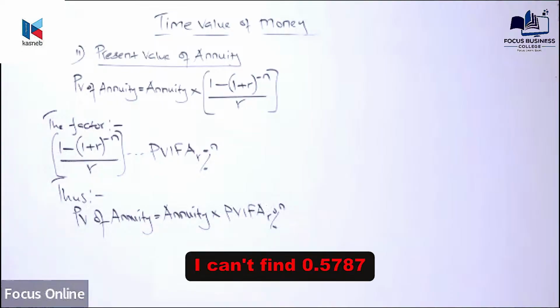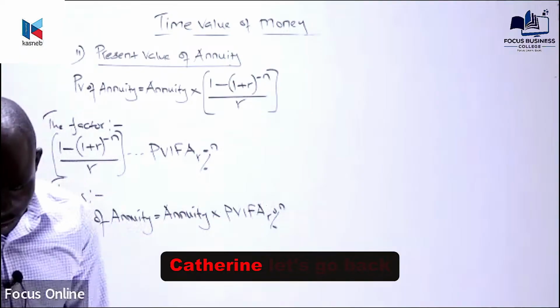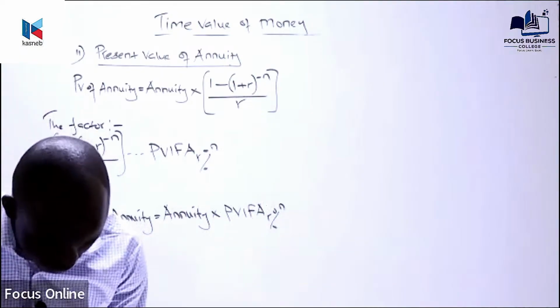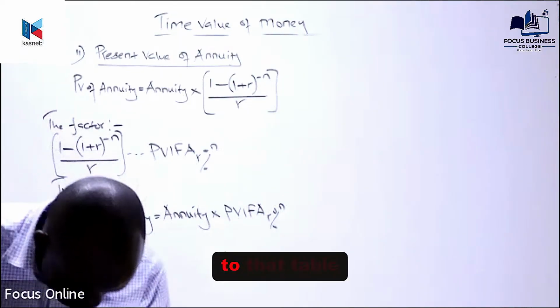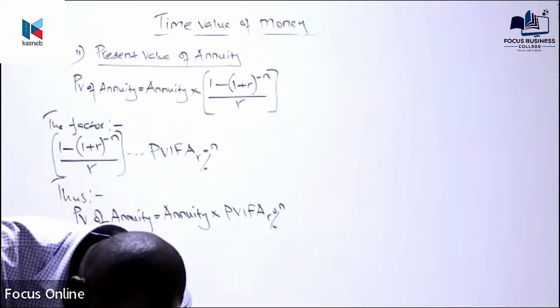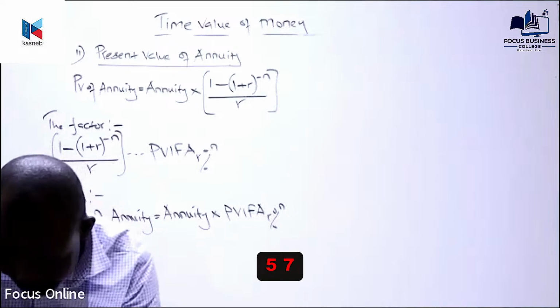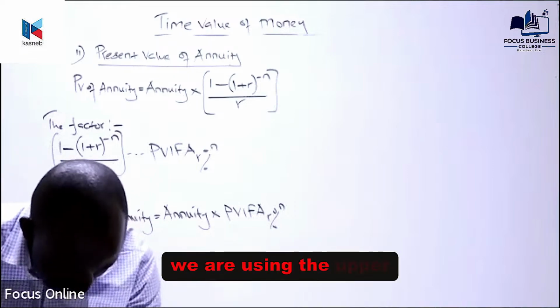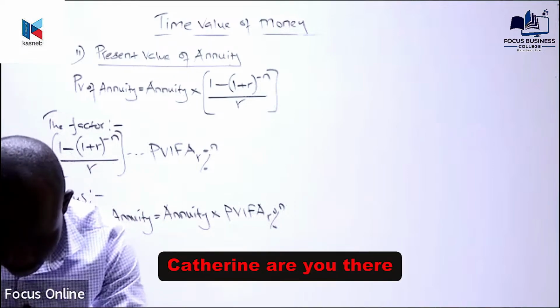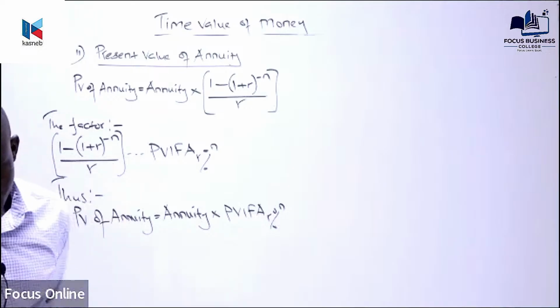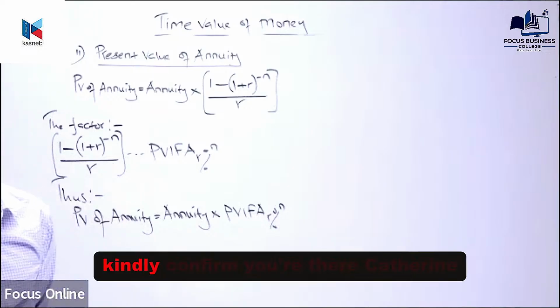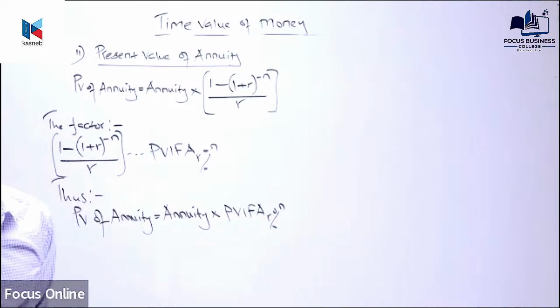I can't find 0.5787. Catherine, let's go back to that table. The upper table. We are using the upper table, Catherine. Are you there? Kindly confirm you're there, Catherine.